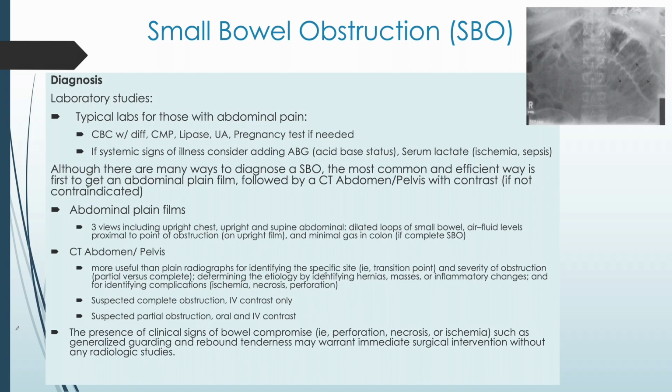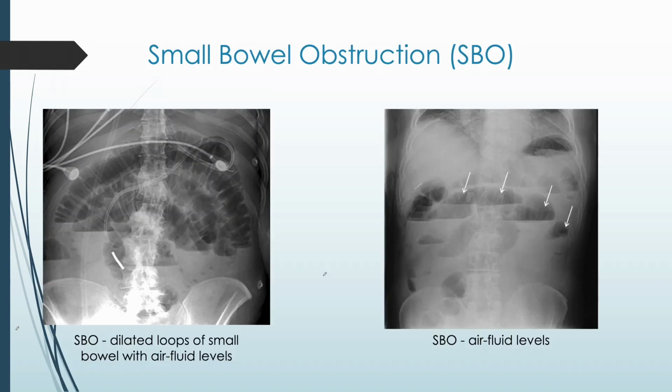If, again, they have signs of bowel compromise like perforation, necrosis, ischemia, like on exam you feel generalized guarding, rebound tenderness, you might get the surgeon on board sooner rather than later. And sometimes, if the patient's severely unstable, you can forego everything and go straight to the OR with these patients. So here's some other radiologic images.